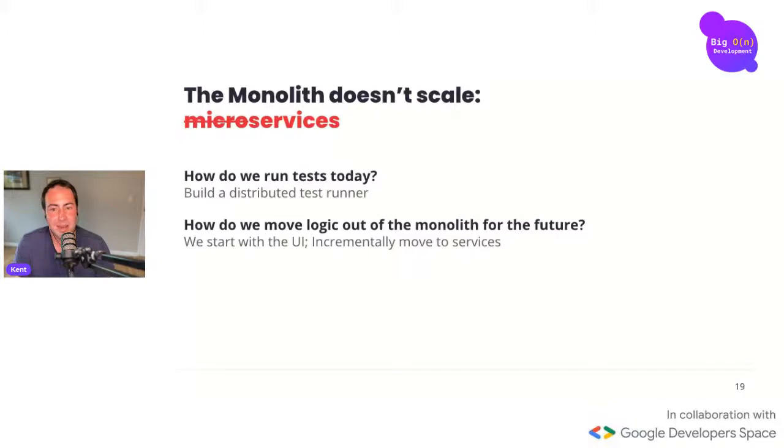And we had to figure out how we run the tests. So we built a distributed test runner. We had to figure out how to encourage people to move out into those services. So you can't just build the infrastructure for the services and say problem solved. You have to be able to get the code out into those services. And that's not straightforward when you have all of the code that's kind of tangled up. So how do you do that?